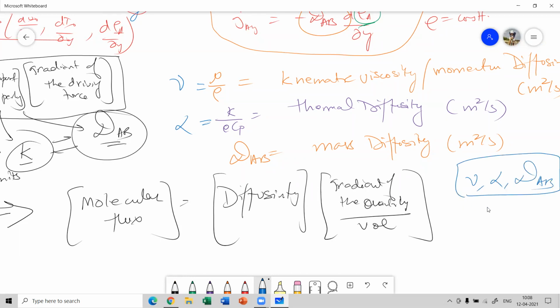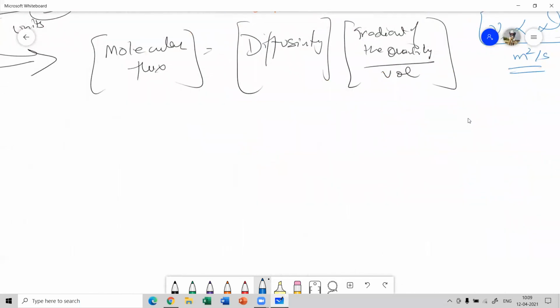All these are diffusivities. Sorry, they are not dimensionless terms, since they have the same units. So all are having the same units, which are meter square per second, and all these are your diffusivities. Now, since they all have the same units, if you take the ratio of these diffusivities, they are going to end up as dimensionless terms.